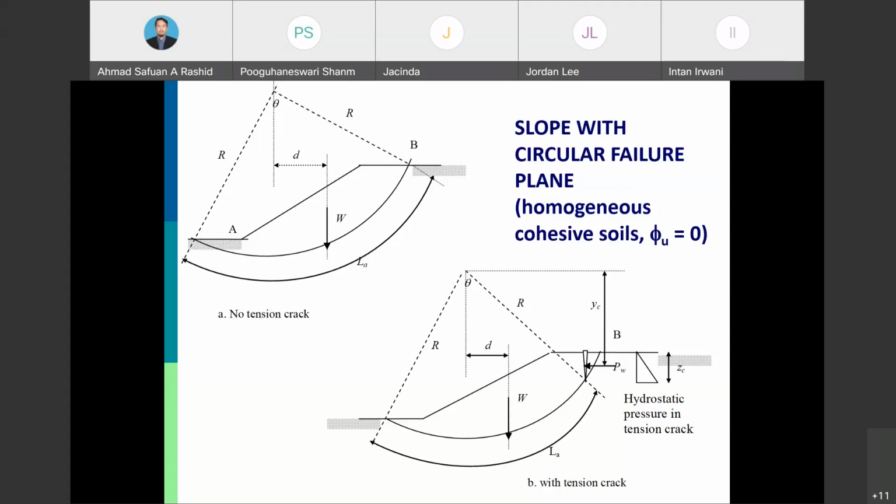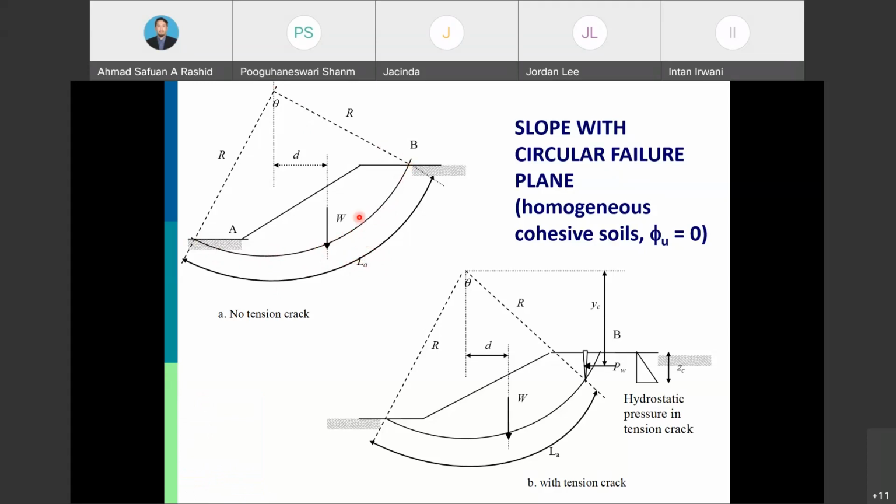So there will be two types of analysis. The first one is with no tension crack. This is the diagram for circular type of failure, so no tension crack happens. Then we determine the length LA, and we need to multiply it with the C, the cohesion at this failure surface. L is the length times C.